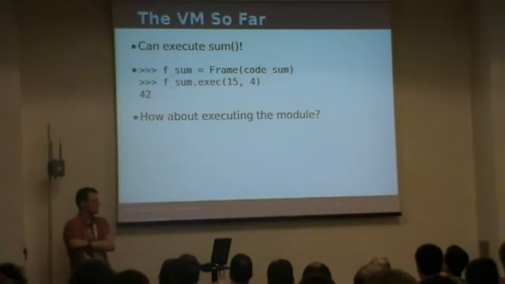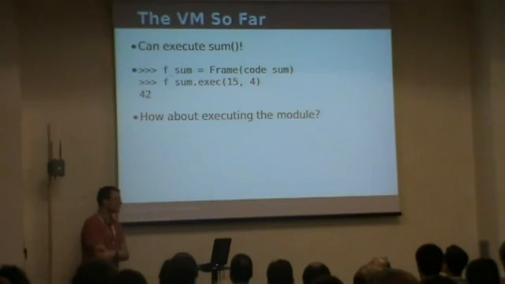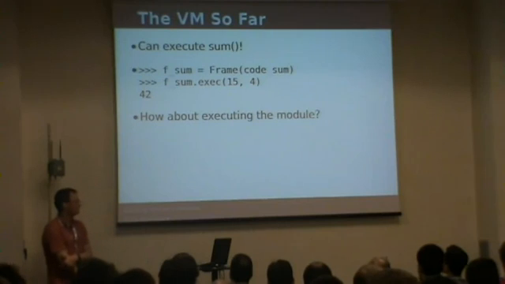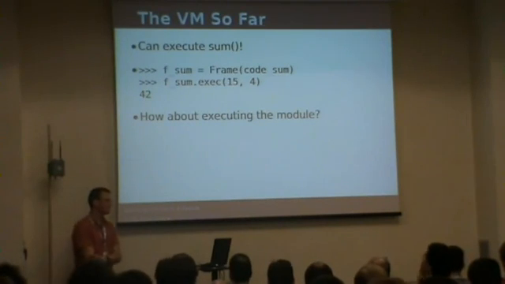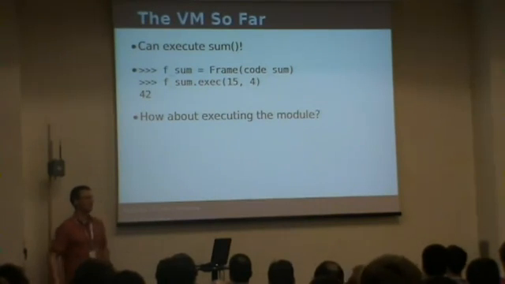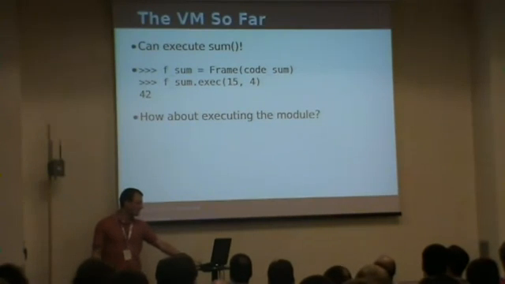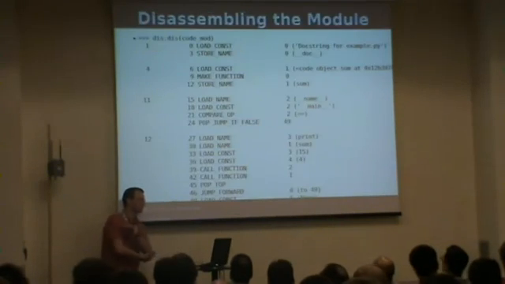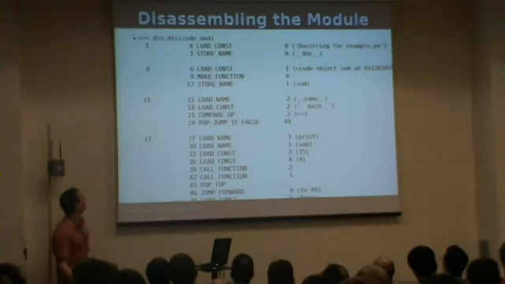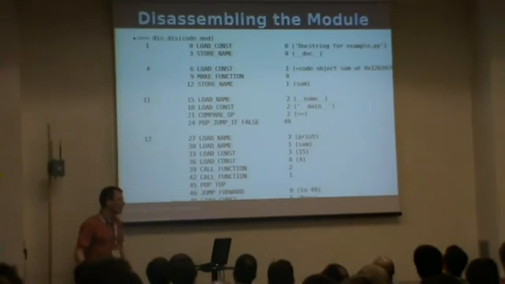So the tiny VM that I've been building so far can actually execute this method now. If you create a frame with the code object for sum and execute it with some parameters, it comes out with the right result, executes that entirely. So, time to look at the module. The module is a lot bigger. It doesn't fit on the screen.